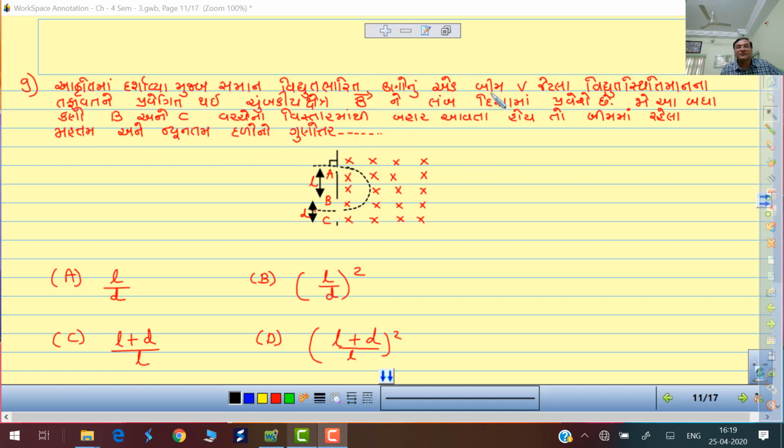These are all accelerated with potential v and enter the magnetic field b. So here they are entering and they are coming out. So અહીંયા બધા મિક્સિંગ છે. All charged particles are present over here and એ બધા અહીંયાથી આવે છે, અહીંયા બધેથી એન્ટર થાય છે.